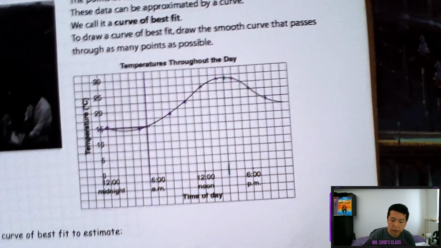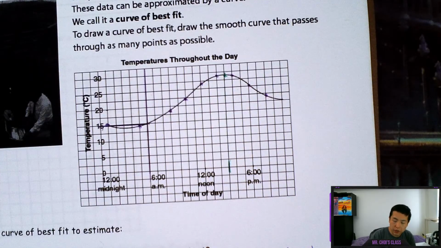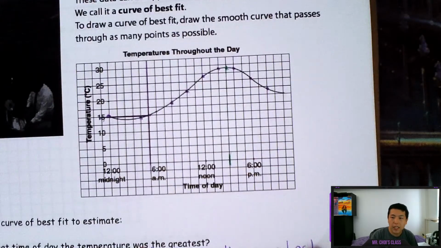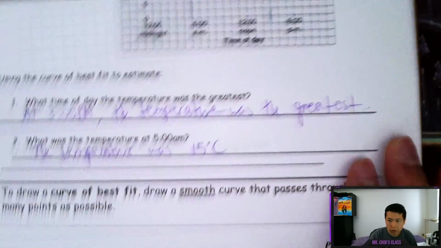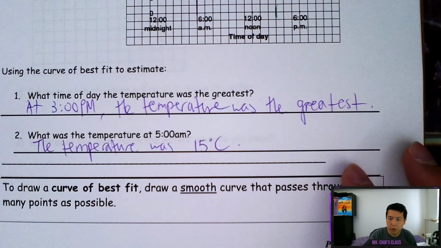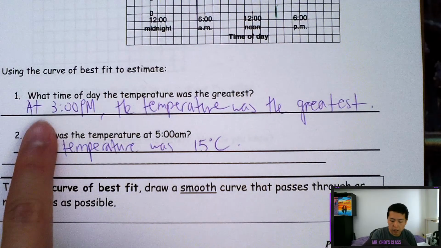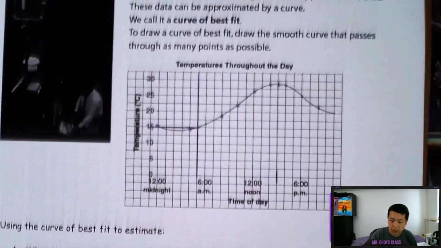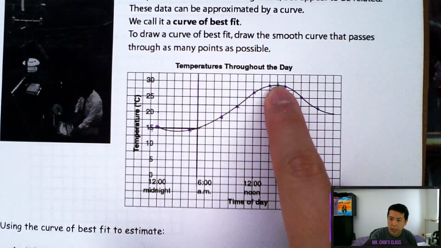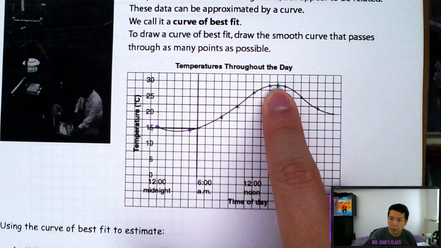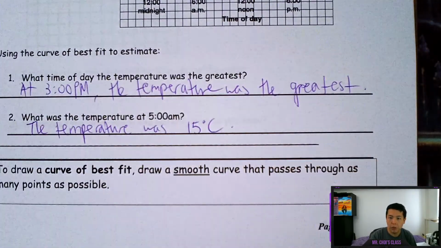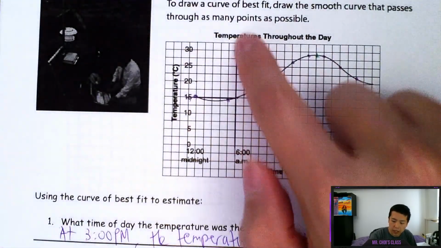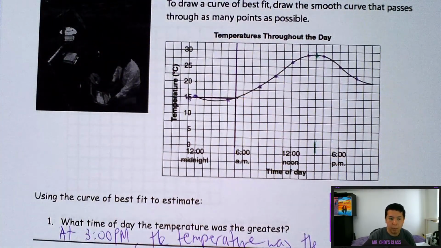a lot of these things better. And we use these curves and these lines of best fits to estimate something that we don't have. So here, what time of day the temperature was the greatest? It was 3 p.m. because we're looking at the greatest temperature, which is up here. I drew a green dot to signify what that point would be, and then I figured out the time. And then for number 2, it was what was the temperature at 5 a.m. We find 5 a.m., which is this purple line here, and it touches the curve at that point.